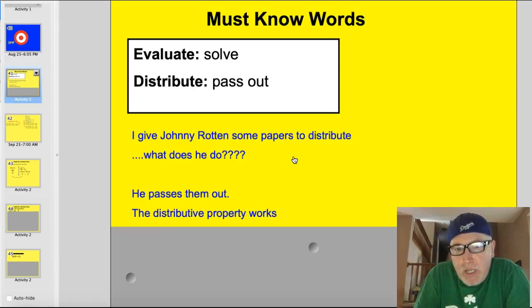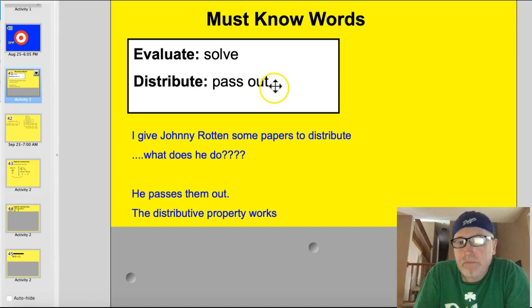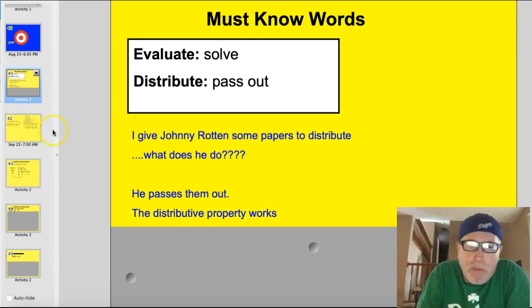Let's do this thing. Two important words we've got to start with here tonight. First of all, evaluate. Evaluate means to solve something, give the answer to it. Distribute means to pass out. Tonight we're going to do some evaluating, and we're going to do some distributing. We're going to pass out a number, just like Johnny Rotten, if I asked him to distribute some papers, he would pass them out. The distributive property works the same way.